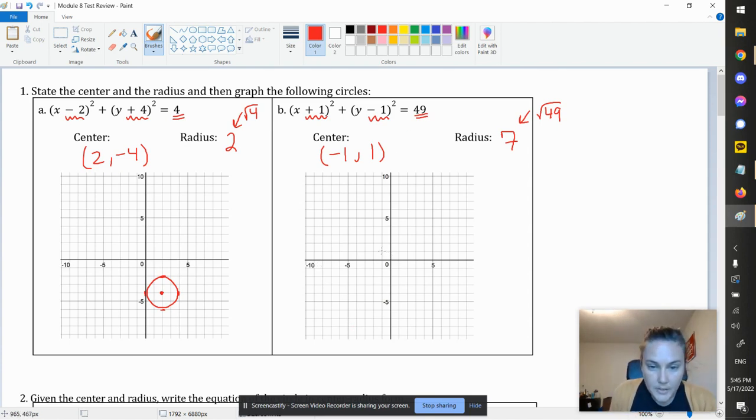So here, the center is -1, +1. So to the left 1 and then up 1. Our radius is 7, so I'll count over 7, 7, 7, and 7. And then incredibly artistically draw a circle that kind of hits those points. And again, it does not have to be perfect. That would be an insane request because I also can't do it perfectly. Okay.